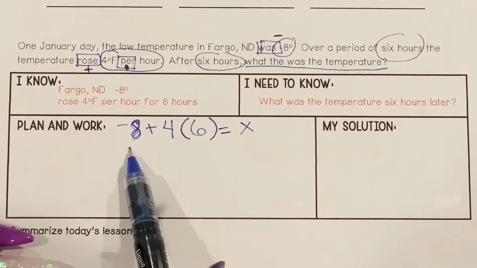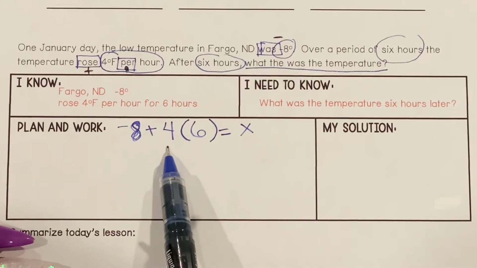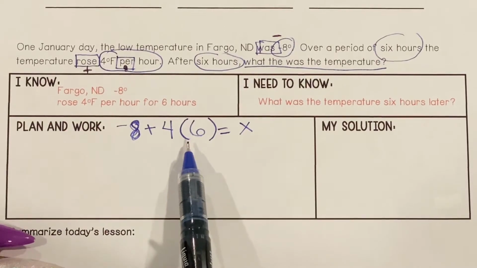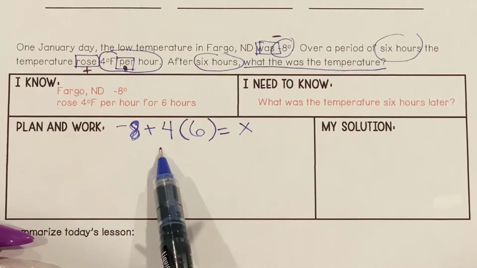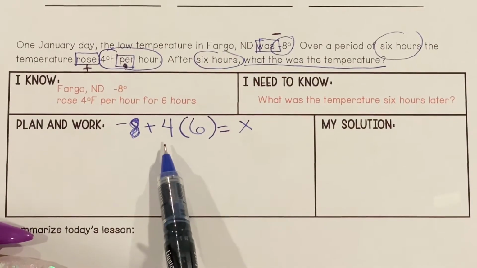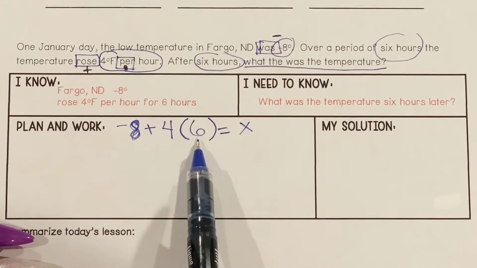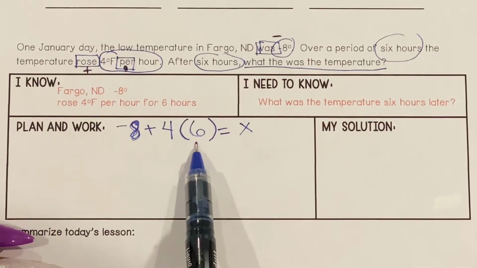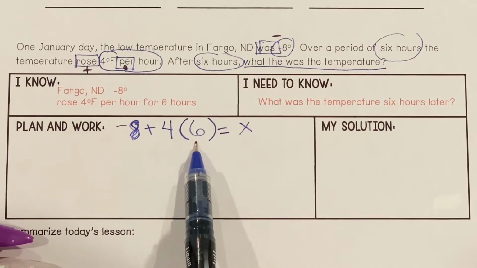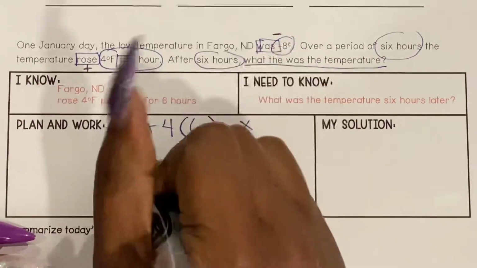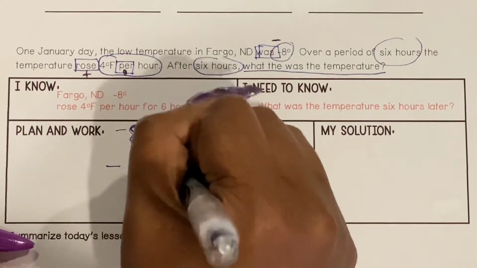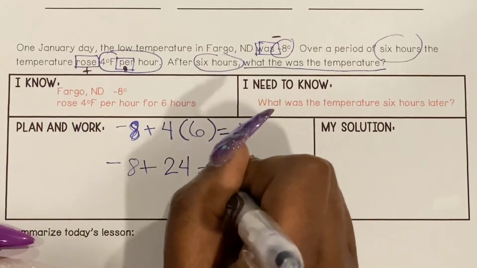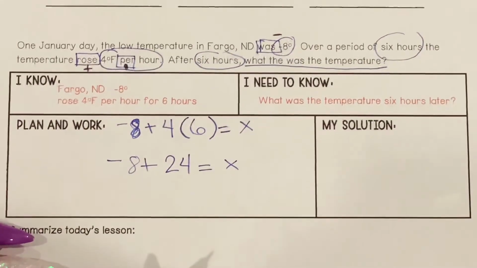So now I have my plan. It started at -8 degrees. We started here, then it rose 4 degrees every hour for 6 hours. 4 degrees per hour. And we want to know how many it is in 6 hours. Okay? So we have -8 plus, what is 4 times 6? 4 times 6 is 24. Equals whatever our solution is.